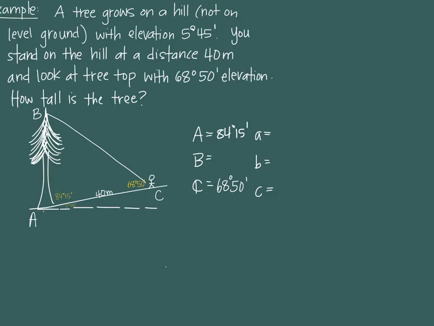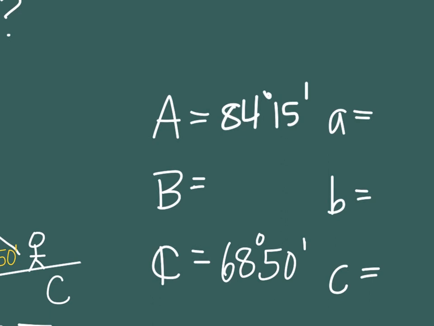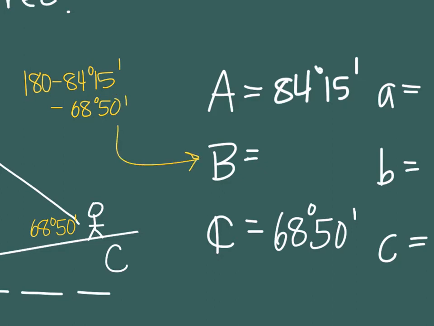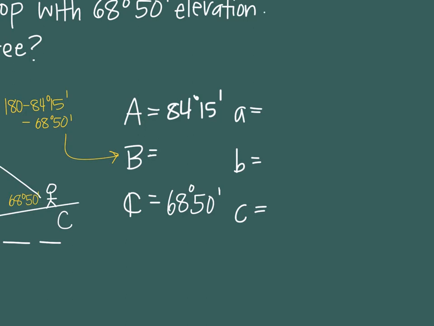Perfect. Can I figure out big B? I certainly can. Since I've got 2 out of the 3 angles, I can use the rule of 180 to do a little subtraction. So I can take 180, I can subtract 84 degrees 15 minutes in DMS in my calculator. I can also subtract 68 degrees 50 minutes in my calculator, and in DMS, that will give me the value for B. So please make sure that if your problem is DMS, that you list your answer as DMS. And that turns out to be 26:55.